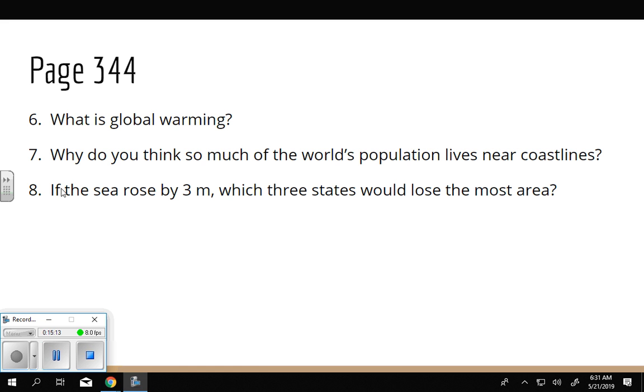Why do you think so much of the world's population lives near coastlines? Transportation, shipping, need for water.